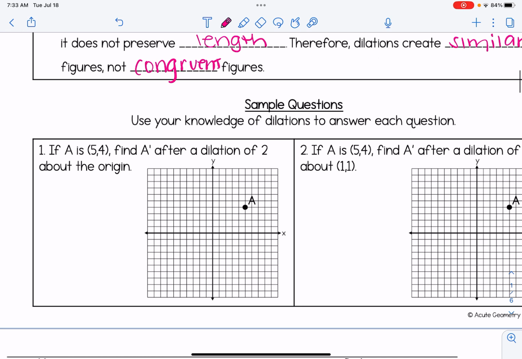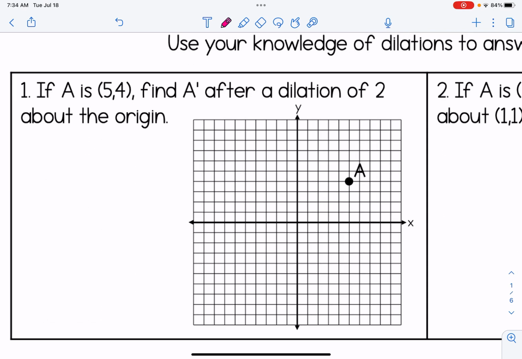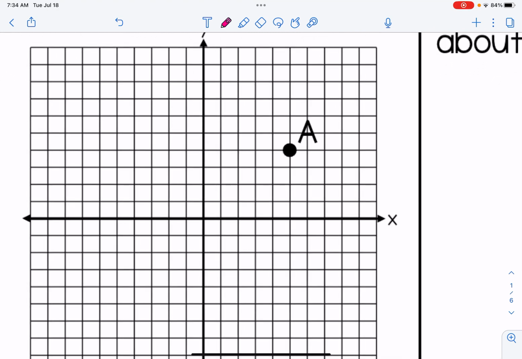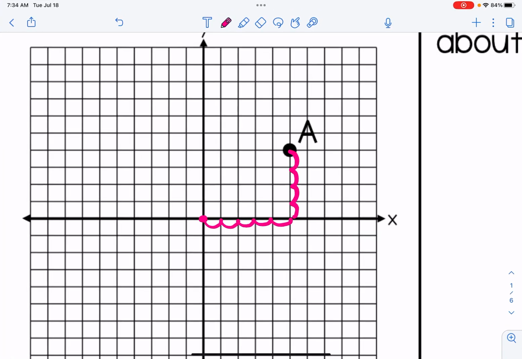All right, let's look at some sample questions. We're going to start off with just dilating an actual point, and then we'll move on to segments and shapes. A is 5, 4. Find A prime after a dilation of 2 about the origin. Here's how I'm going to show you to do a dilation, just to make it easier for when we look at problems that are not centered at the origin. We are multiplying the distance from the origin by 2. Here's the origin, and let's see how far A is from it. It's 5 units this way, and it's 4 units up.